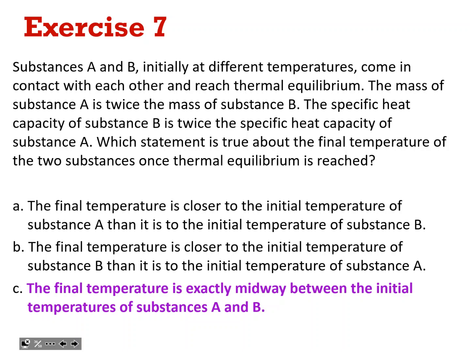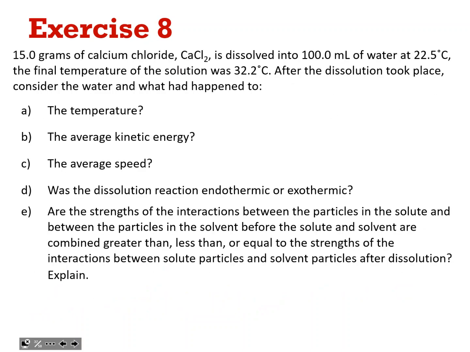Correct. Alright, so this is a really good one. This goes through the whole dissolution process, and it helps us recall some of the stuff that we need to know for our heat problems as well. We have 15 grams of calcium chloride dissolved into 100 milliliters of water at 22.5 degrees Celsius. The final temperature is 32.2. After dissolution took place, consider the water and what happened to the temperature.